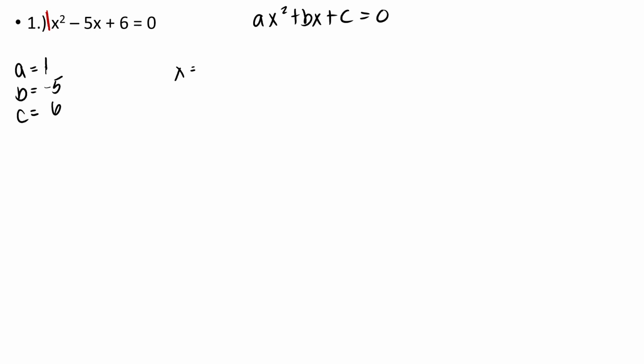x is equal to the opposite of b plus or minus the square root of b squared minus 4ac all over 2a. That took me about 10 seconds to write out from start to finish. So I would strongly encourage you to write it out. Write it out, double check it, make sure that you're copying it correctly. And now we plug it in.